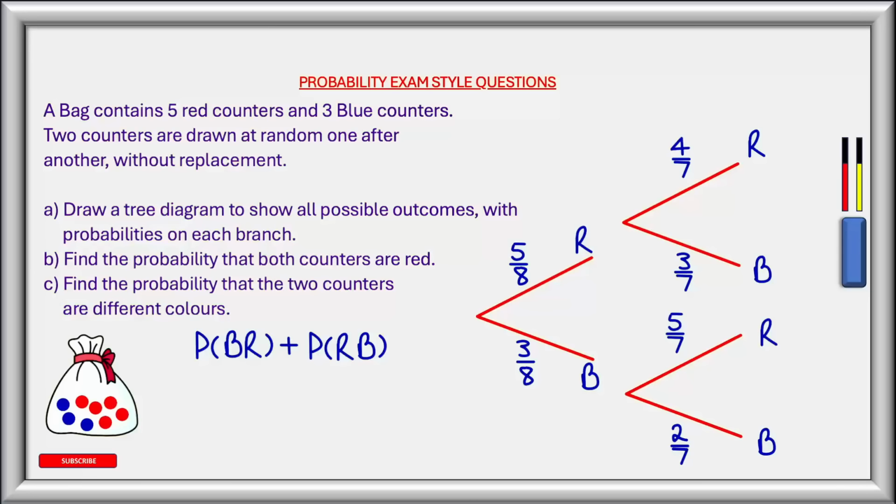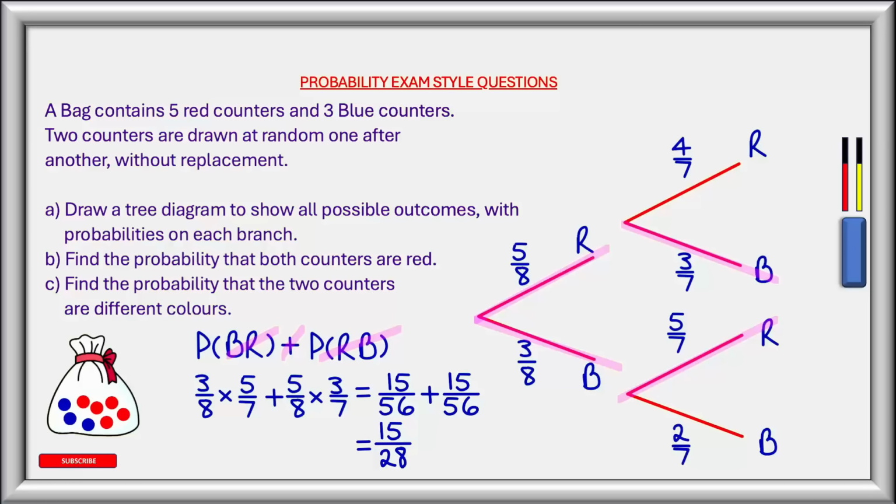And for part C, we want to find the probability that the 2 counters are different colours. So we could have the scenario where the first counter drawn is red, so this branch here, and the second counter drawn out is blue, so this branch here. Or we could have the scenario where the first counter drawn is blue, this branch here, and then the second counter is red, so this branch here. So we add the probabilities: the probability that the first counter is blue and the second counter is red, or the probability that the first counter is red and the second is blue.